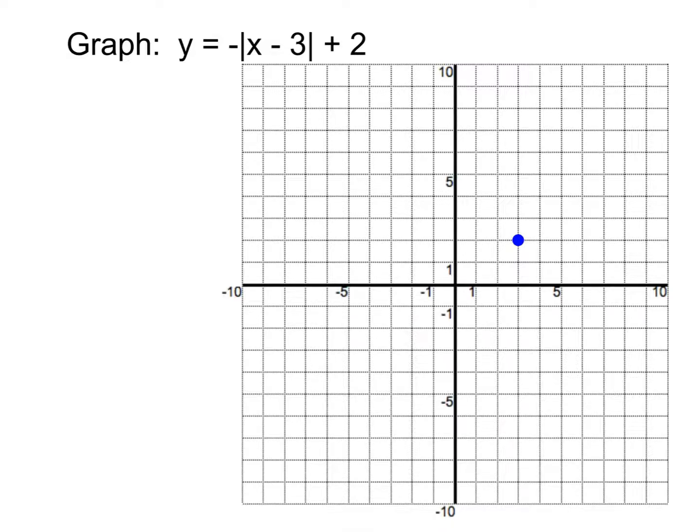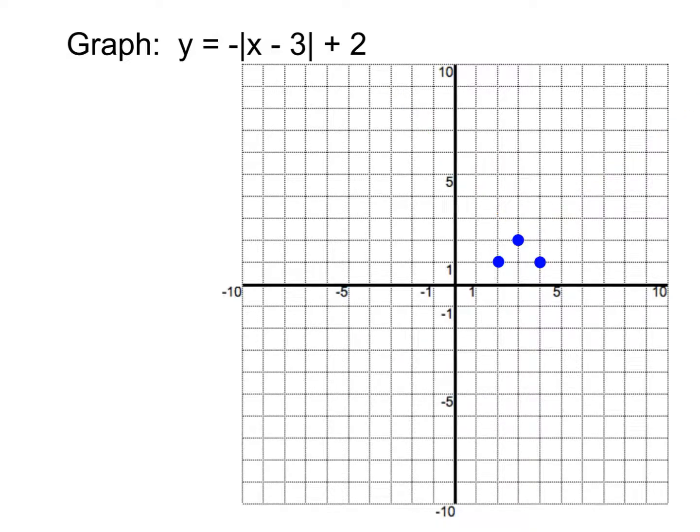Now, this is an absolute value equation. What's the shape of the absolute value graph? V. Yeah, it's that V shape. So I can be expecting that normally it would be looking like this. But of course, it's not going to look like that, right? It gets flipped. So instead of opening upward, this one's going to be opening downward. Go ahead and plot those points then.